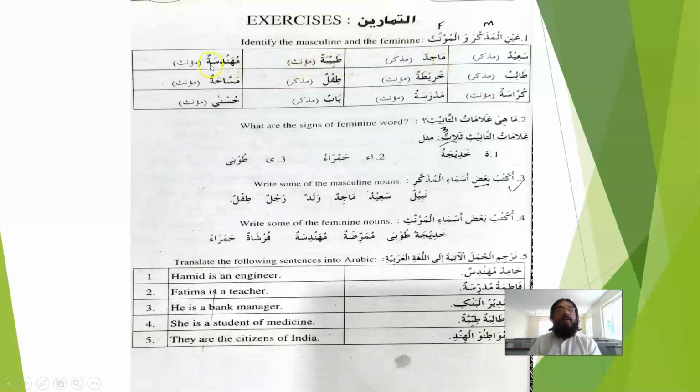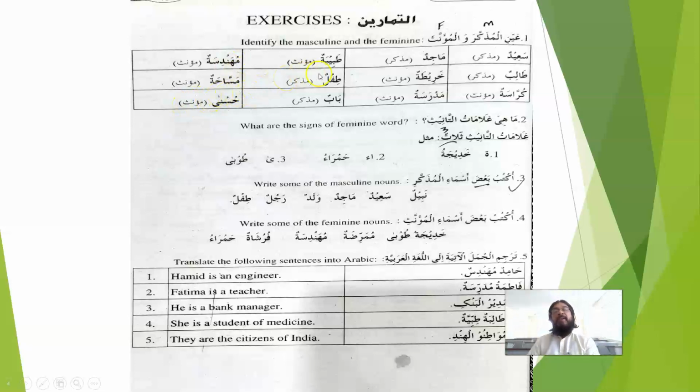Lady doctor. Muhandisatun, lady engineer. Sign of indication of feminine is ta. Talibun, student, Mudhakkar. Kharitatun, map, Muannas, feminine. Tiflun, Mudhakkar, a child. Masahatun, eraser, Muannas. Kurrasatun, notebook, Muannas. Madrasatun, school, Muannas. Babun, a door, Mudhakkar. Husna, good, beautiful, Muannas.